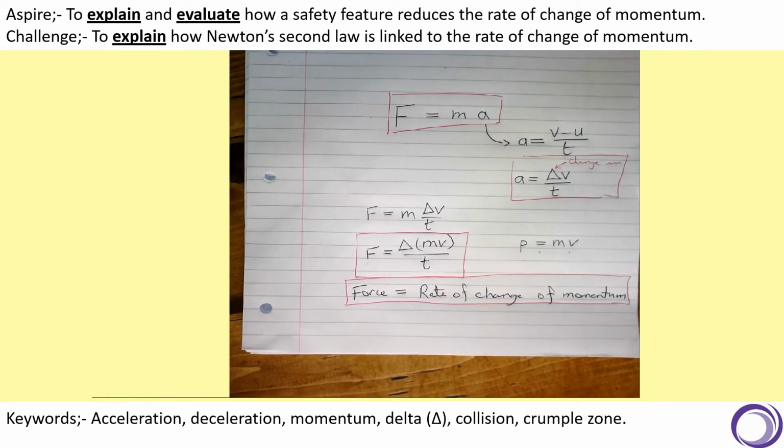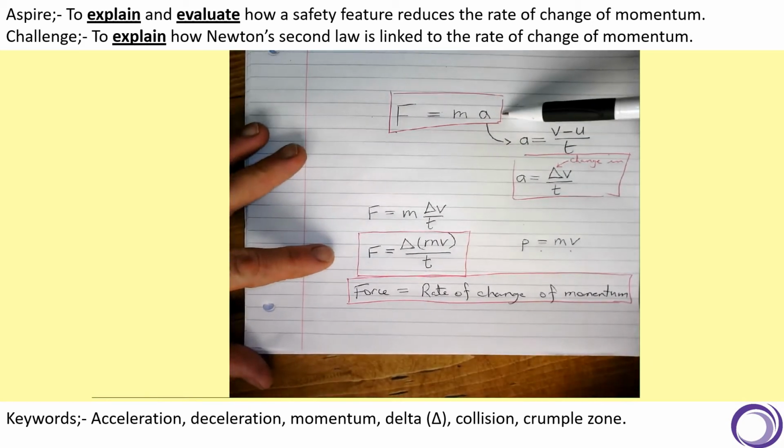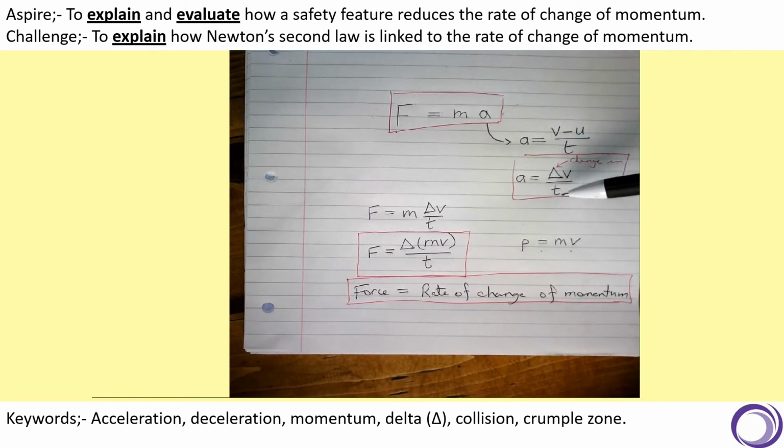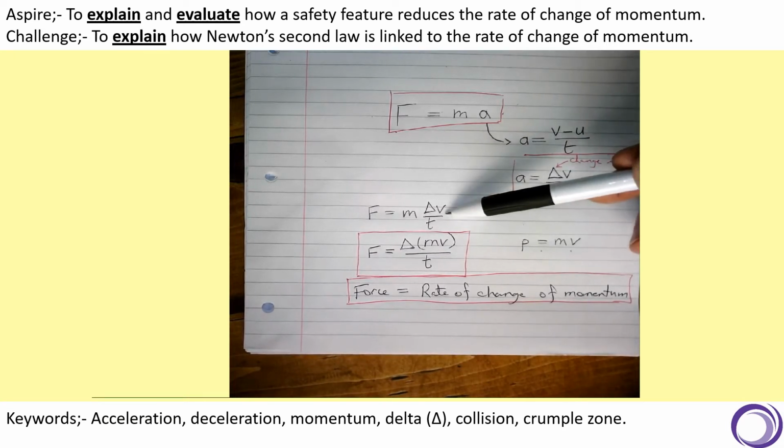We start with F equals m times a, which is an equation, Newton's second law, that you need to remember. You need to recall it and use it. But because we know that acceleration is the change in velocity over the time taken, instead of writing a, we can write delta v over delta t, which gives us this one here, F equals m times delta v over t. Remember, delta means change in.